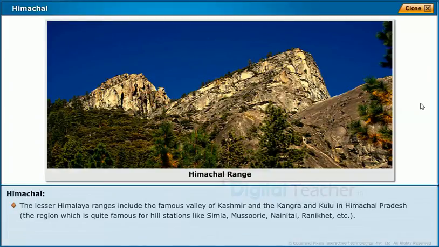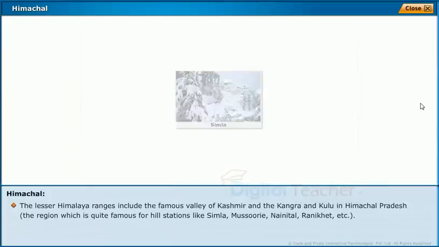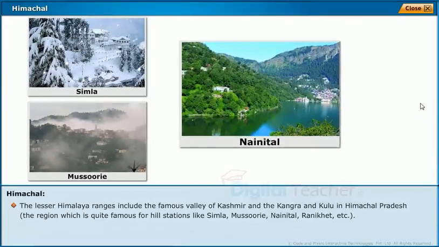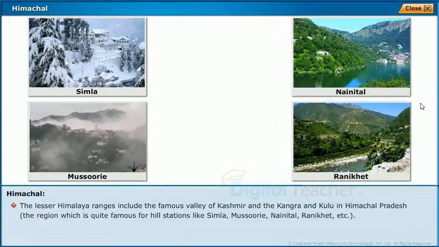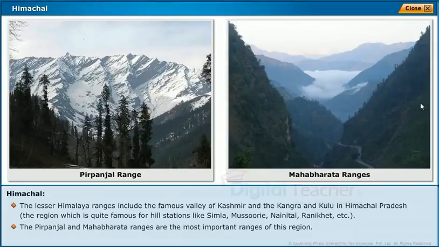The Lesser Himalaya ranges include the famous valley of Kashmir and the Kangra and Kulu valleys in Himachal Pradesh. The region is quite famous for hill stations like Simla, Mussoorie, Nainital, Ranikhet, etc. The Pirpanjal and Mahabharata ranges are the most important ranges of this region. Let us now learn about the Shivalik Ranges.